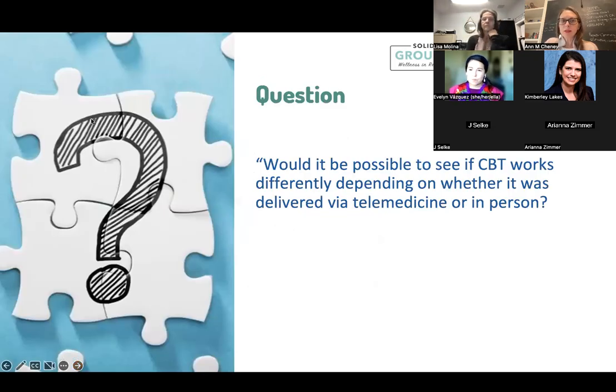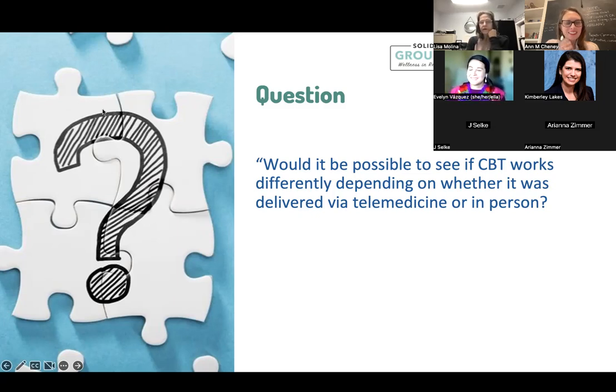So I want to ask the question, would it be possible to see, for example, if cognitive behavioral therapy works differently depending on whether it was delivered via telemedicine or in person? Could we design a study around a question like that? I would say yes. Okay, Lisa? It actually does work.